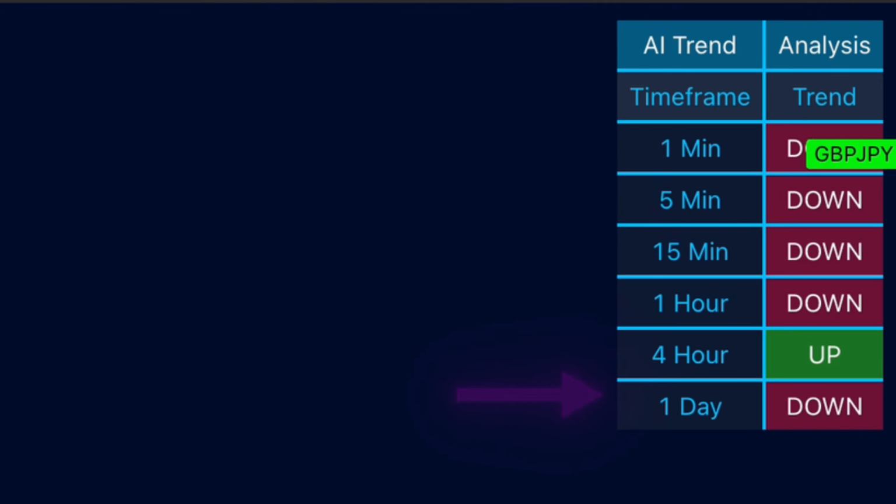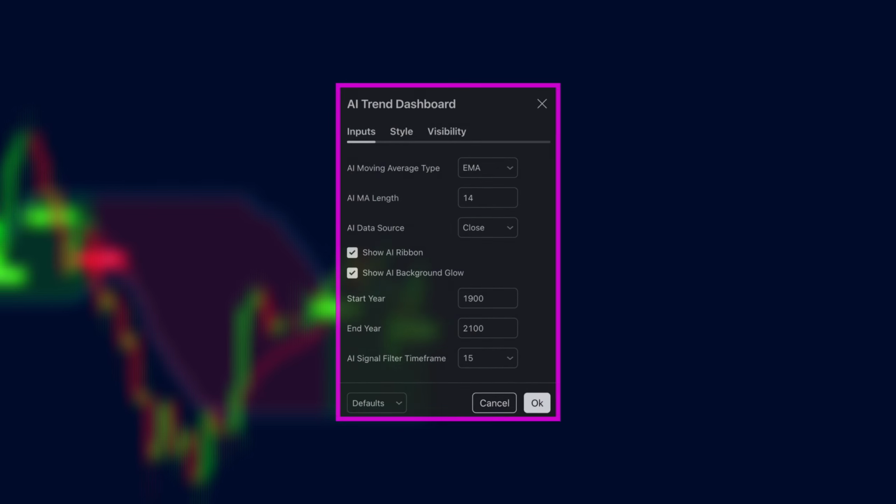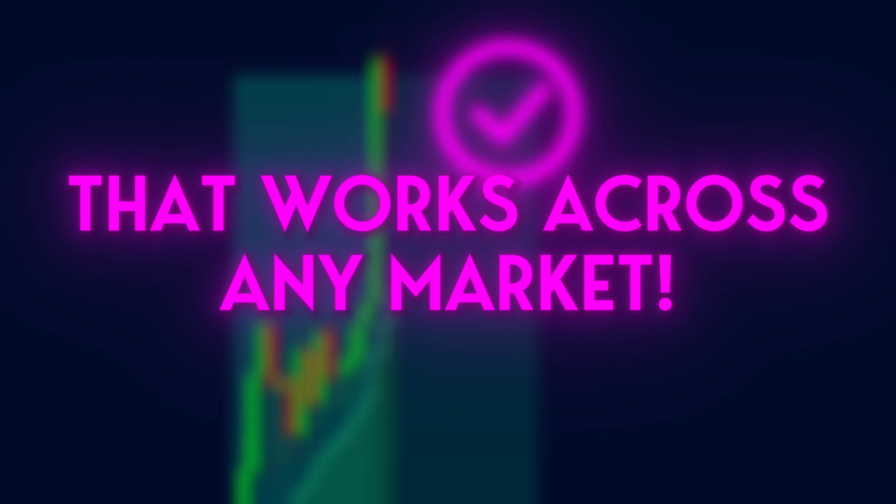And this is exactly why you need to see this new indicator that doesn't just give you signals, but also filters them through 6 timeframes simultaneously and shows you exactly when volume backs up the move. In this video, I'm going to show you exactly what this indicator is, the best settings to use, and a complete trading strategy with precise entry and exit that works across any market.